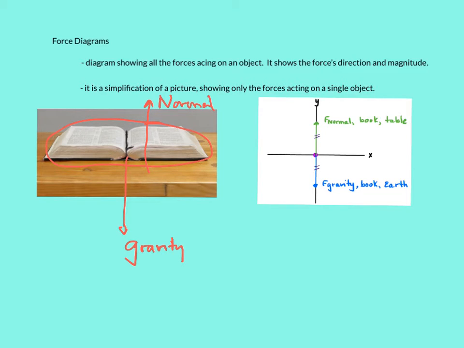So what we're going to do is turn that into a diagram. You start by making the object a single dot in the middle, and then you'll see that we've drawn an arrow for the force of gravity and an arrow for the normal force. Okay, and we're going to talk a little bit more about what these descriptions mean and why these two forces are the same size.